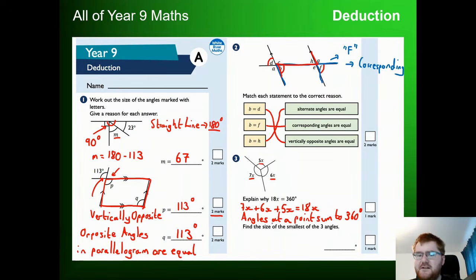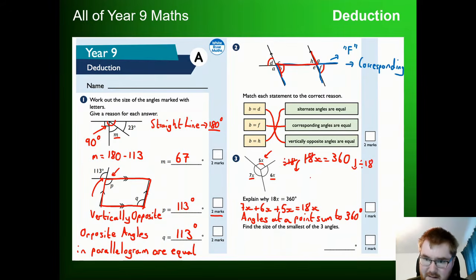And now we need to find the size of the smaller angle. So it's going to be this 5x here. First of all, we need to work out what x is. And yep, we're back to equation solving. So we want to get the x on its own. 18's annoying. I keep saying this. So what's the opposite of timesing by 18? Well, we want to divide by 18 on both sides.